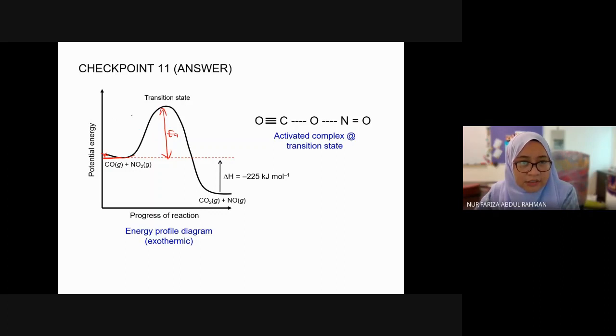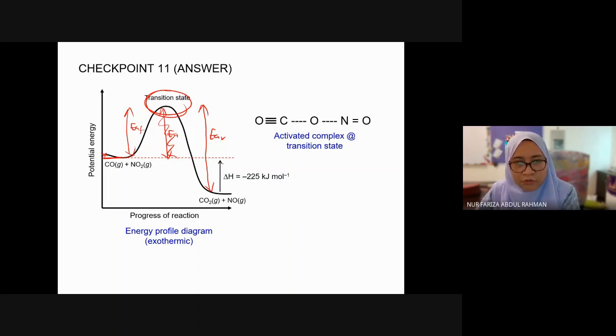So here, okay, katakanlah this is your EA forward. Okay, right. This will be your EA reverse. Sebab kita dah baru belajar tadi. Apply lah. Okay, EA reverse. And then what else? Okay, this will be your transition state. And then delta H, make sure that you label the delta H.